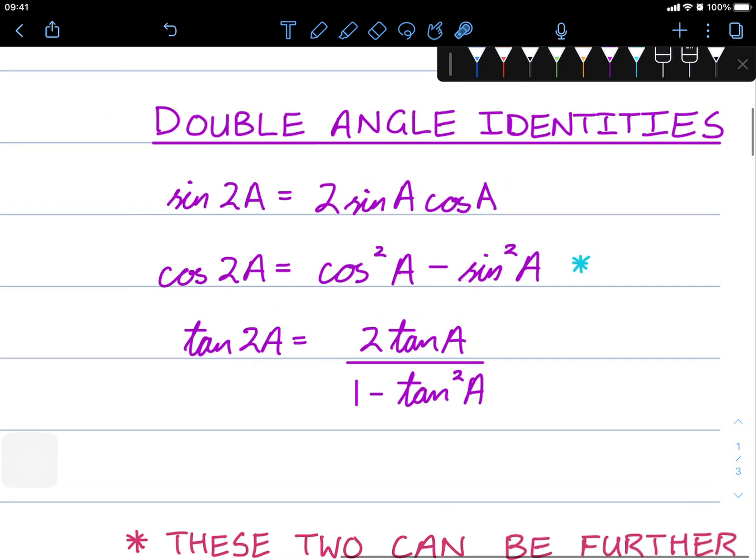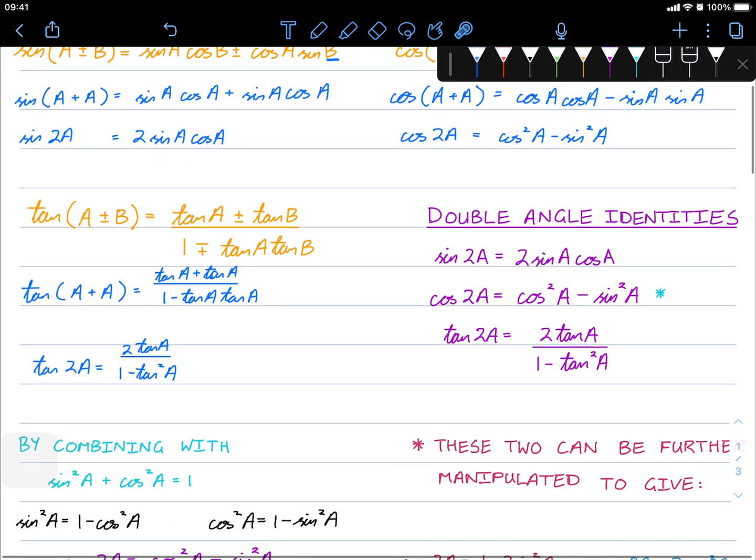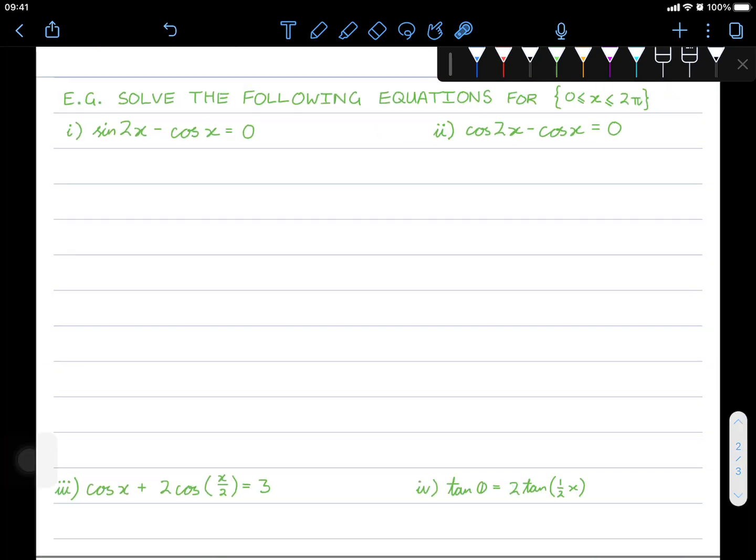The main thing I need for you to remember is these three actually. I'll demonstrate to you in the next video how we might apply them to solve these equations here.